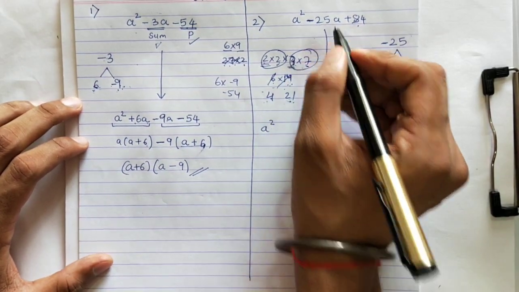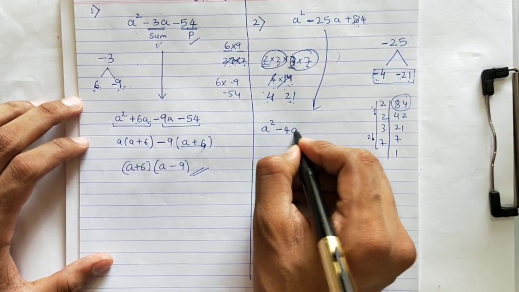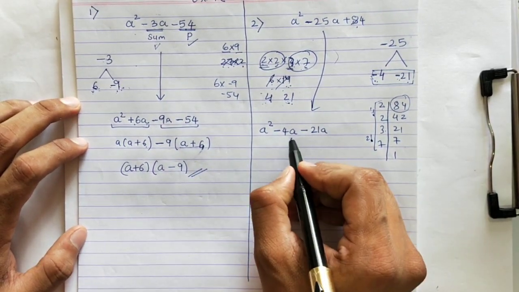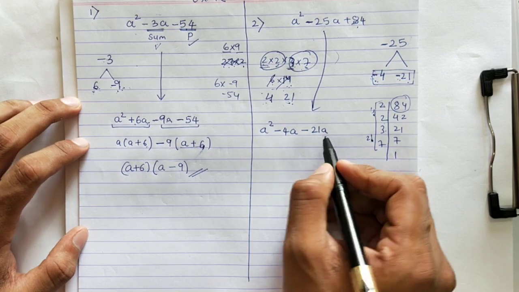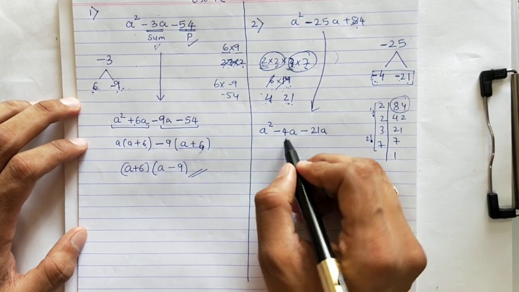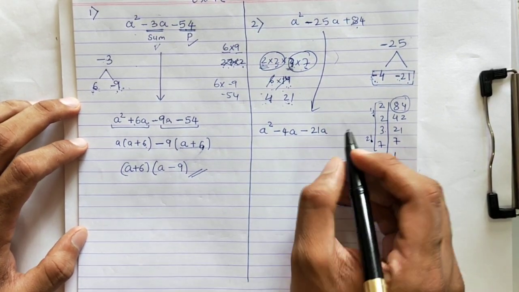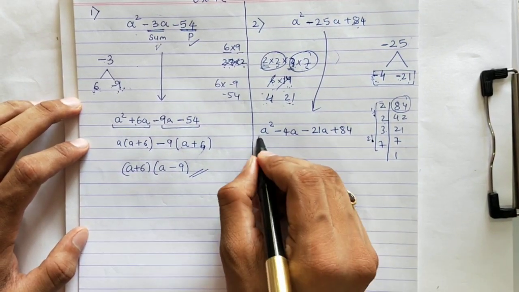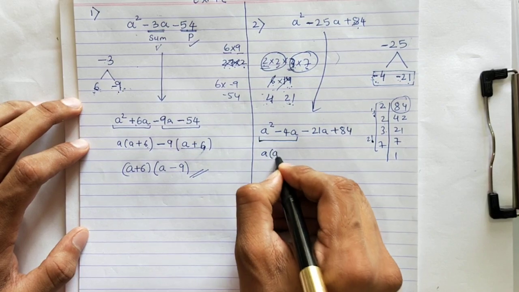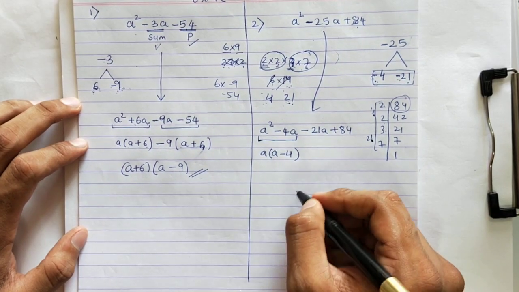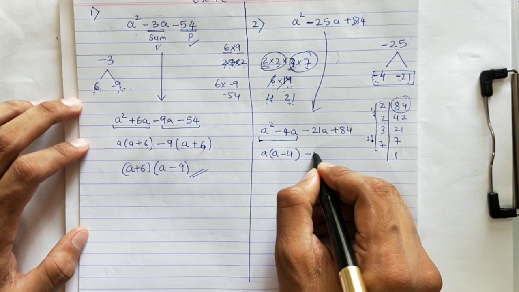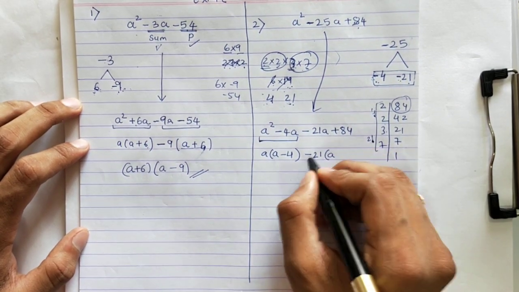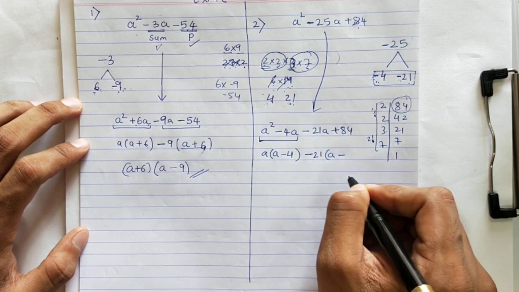a square, this minus 25 will be written as minus 4a minus 21a. Don't forget to write this variable also with the numbers. And it doesn't matter if you write 21 first and 4 later. Doesn't matter, the answer will come the same. Plus 84. Now I take a common here. This is a minus 4. And I'll take minus 21 common here. This sign will change because I've taken the minus sign common. This plus will become minus.